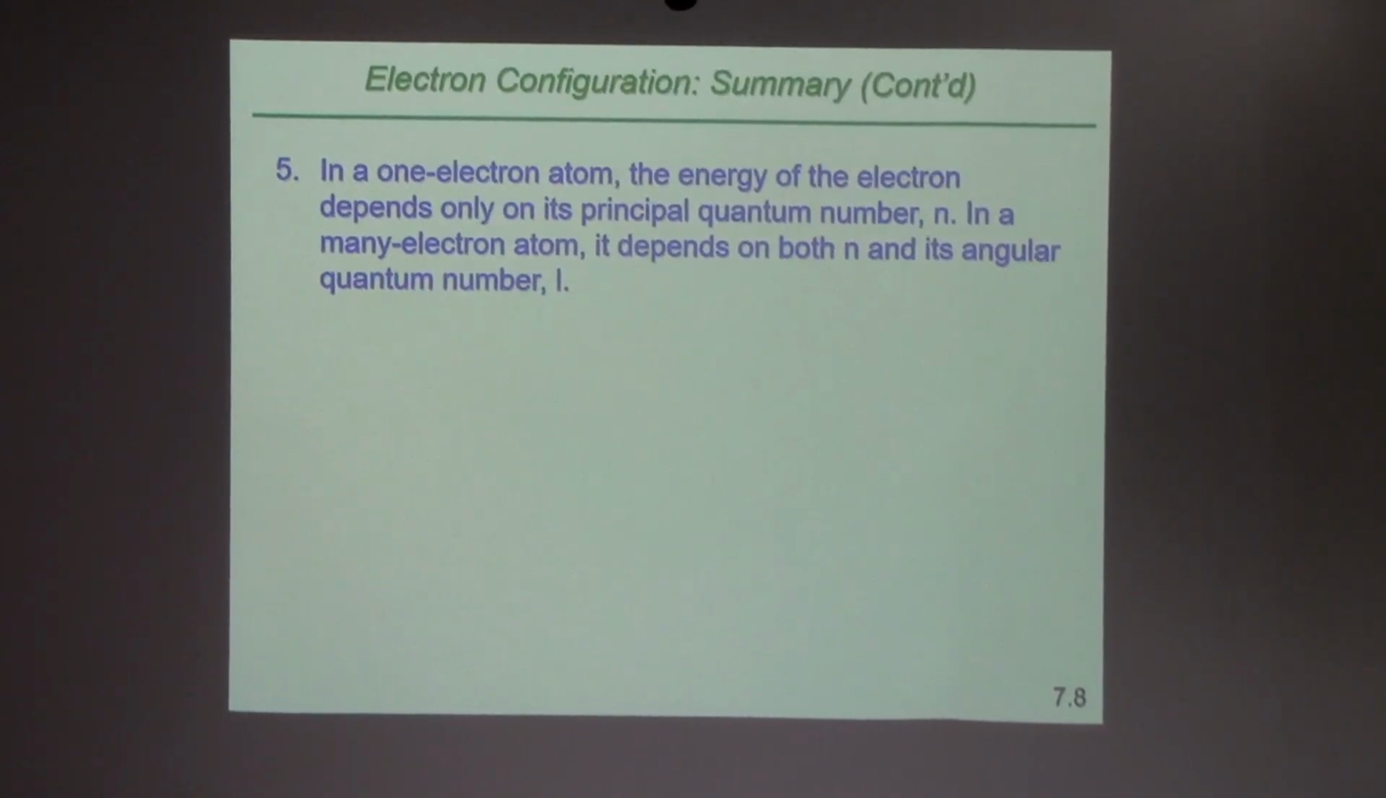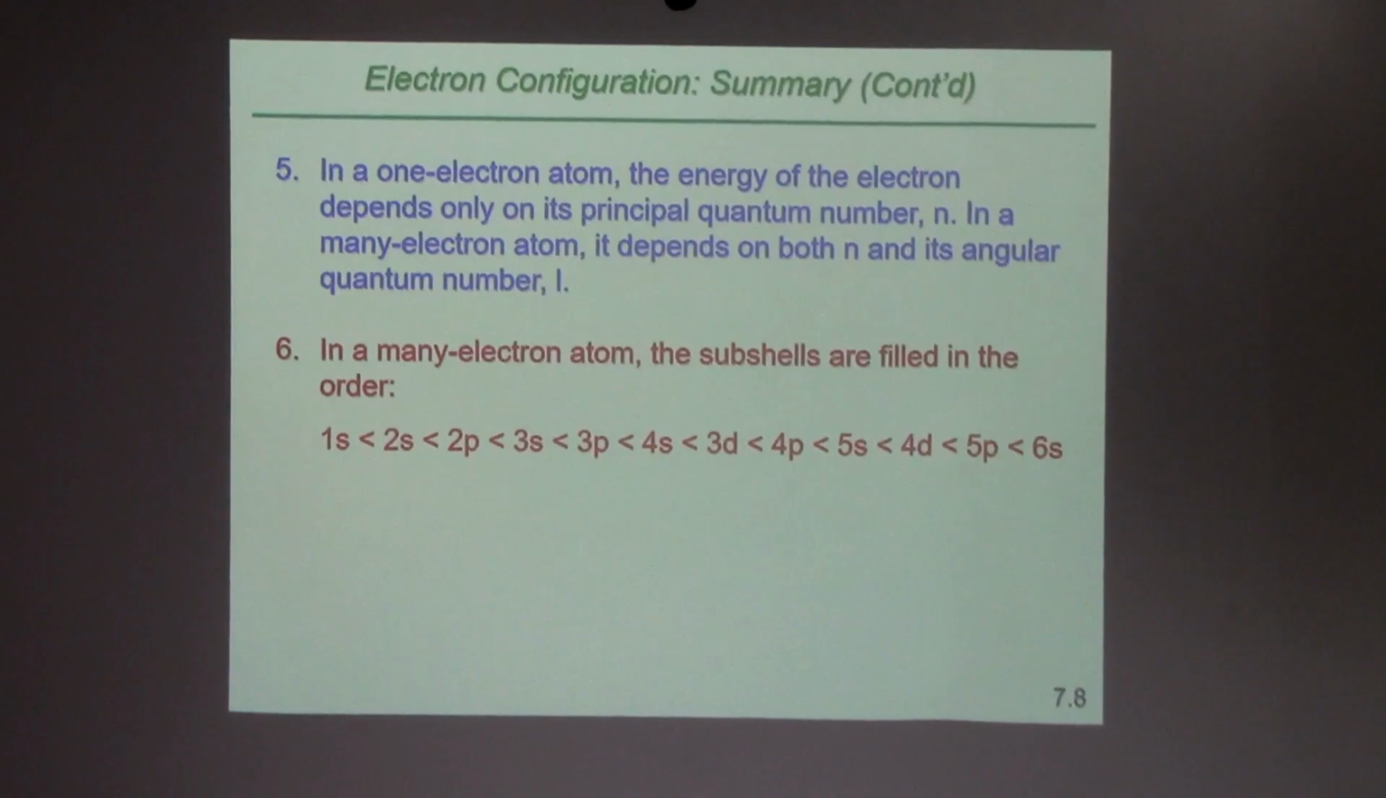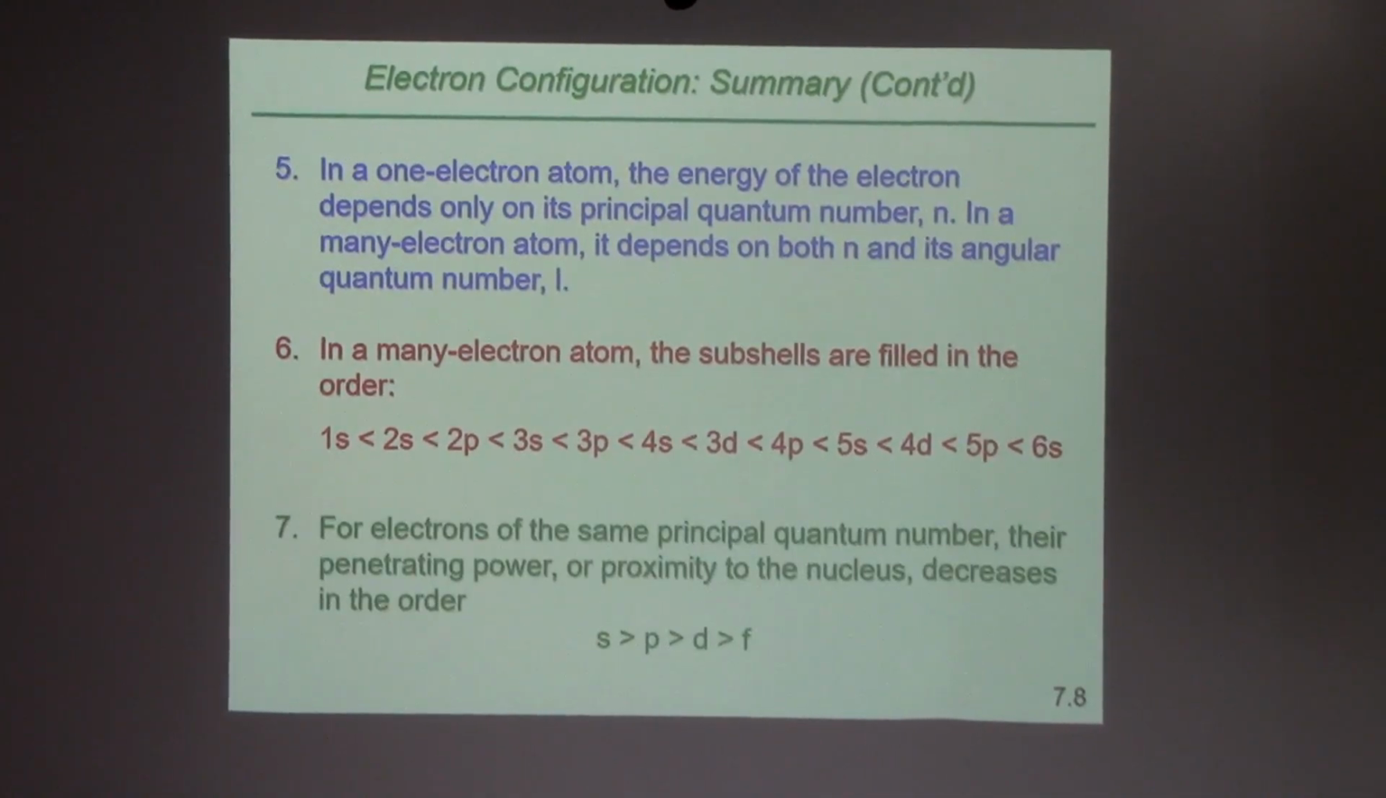5. In a one-electron atom, the energy of the electron depends only on its principal quantum number, n. In a many-electron atom, it depends on both n and its angular quantum number, l. 6. In a many-electron atom, the subshells are filled in the order 1s < 2s < 2p < 3s < 3p < 4s < 3d < 4p < 5s < 4d < 5p < 6s. 7. For electrons of the same principal quantum number, their penetrating power.